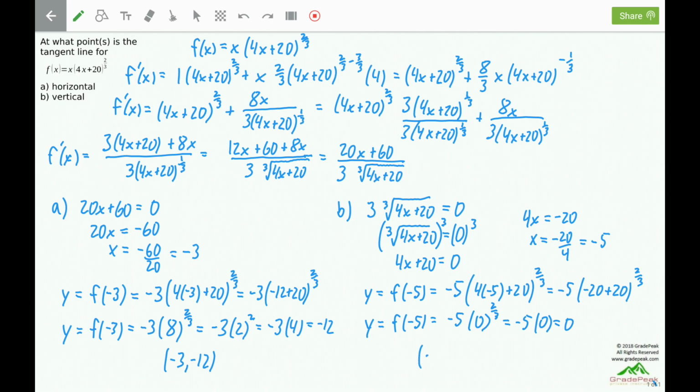We have an x-coordinate of negative 5 and a y-coordinate of 0. So we have a horizontal tangent line for part A at negative 3, negative 12, and a vertical tangent line for part B at negative 5, 0.